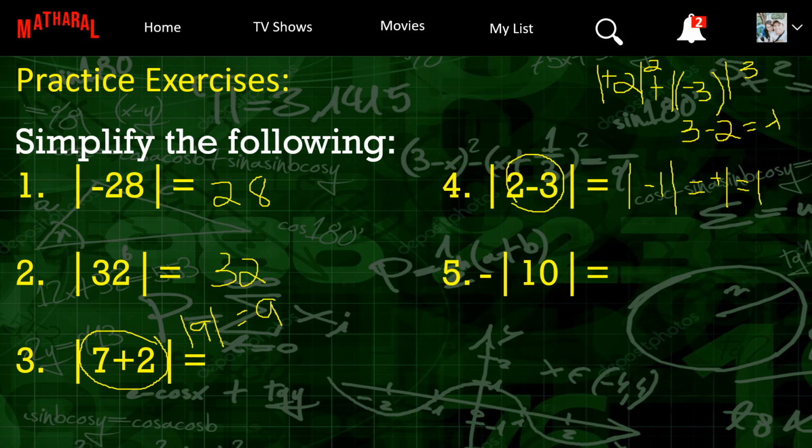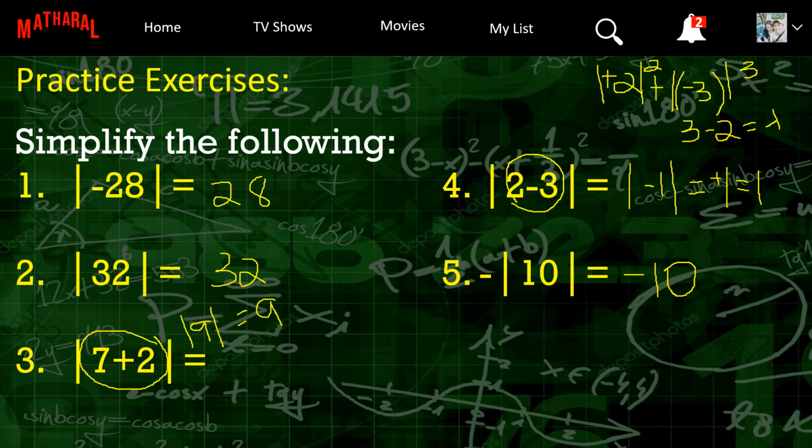And now, what is the simplification of negative absolute value of 10? So, mangyayari dyan, you have to rewrite the negative sign there. And then, what is the absolute value of 10? It is 10. So, that is why our answer for number 5 is negative 10. Iniwan lang po natin si negative dahil nasa labas na po siya in the first place. So, the simplification is negative 10 po.